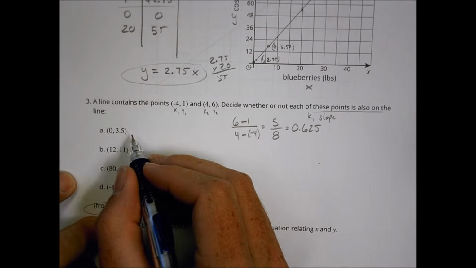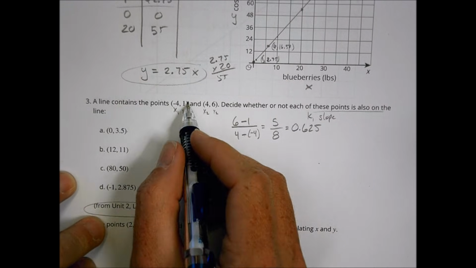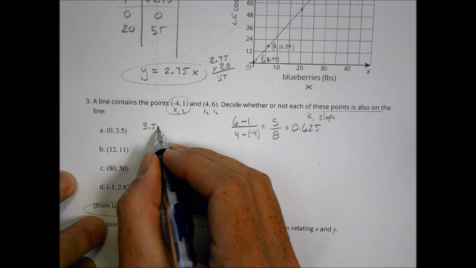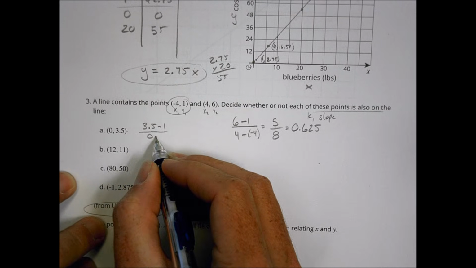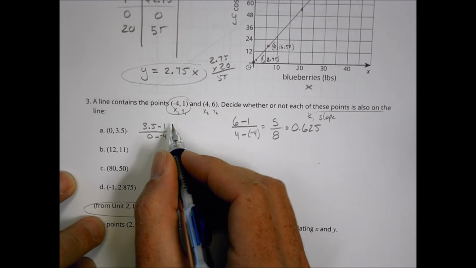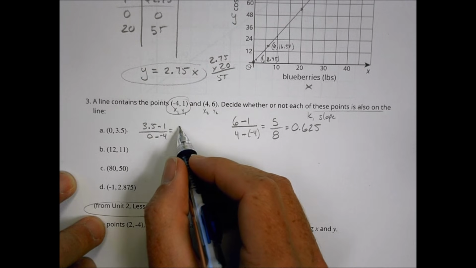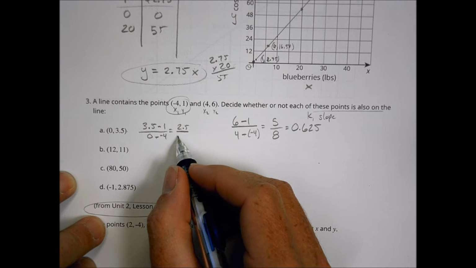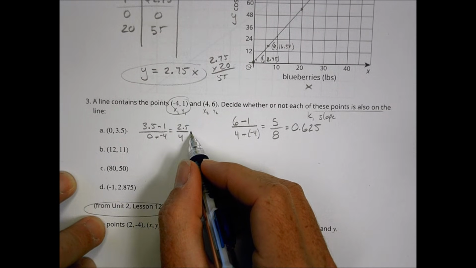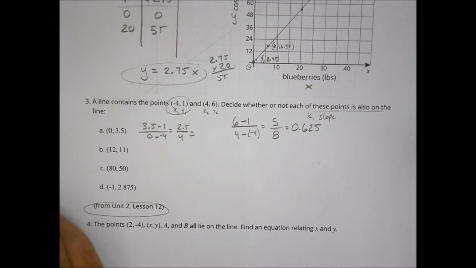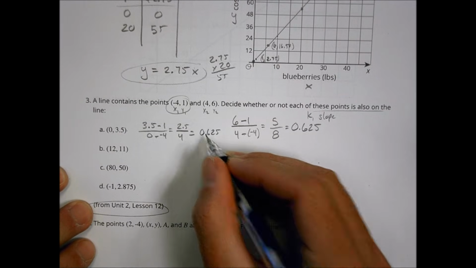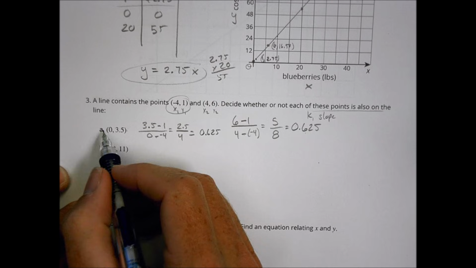If I use this point for our y value here, I do 3.5 minus 1 over 0 minus a -4. That's going to give me 2.5 over, minus and minus is plus, 2.5 over 4. And 2.5 divided by 4 equals 0.625. Does that match our initial slope? Sure does, so that's going to work.